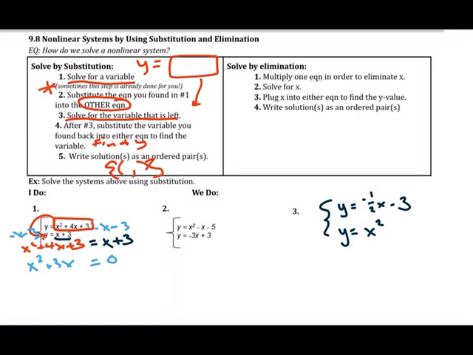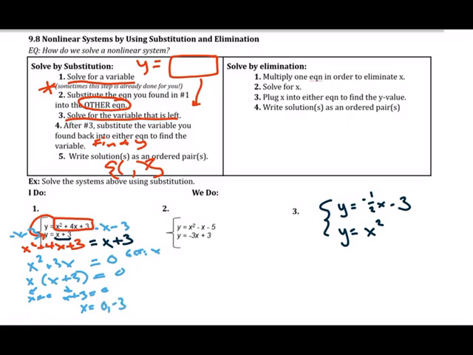Well, now we have a quadratic equation that we can solve. We can factor, we can use the quadratic formula, we could complete the square. This problem actually has a GCF that we can factor out, and that GCF is x. And if we factor out that GCF, that leaves us with a pretty simple equation to solve. Either x is equal to 0 or x plus 3 is equal to 0, which gives us that x is equal to 0 or negative 3.